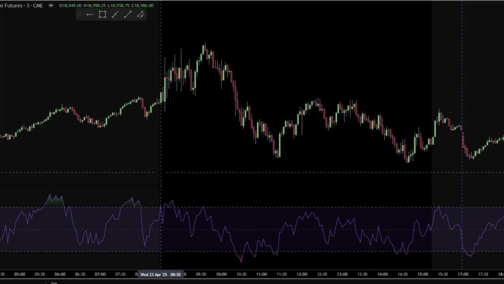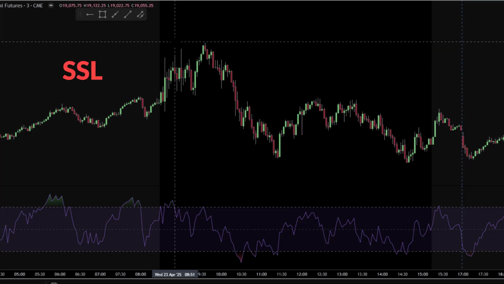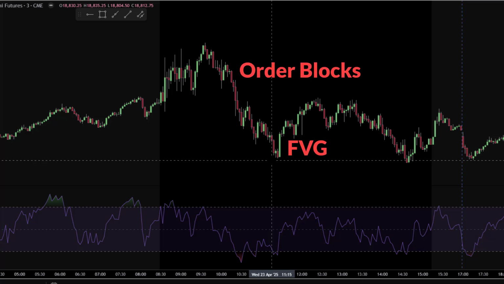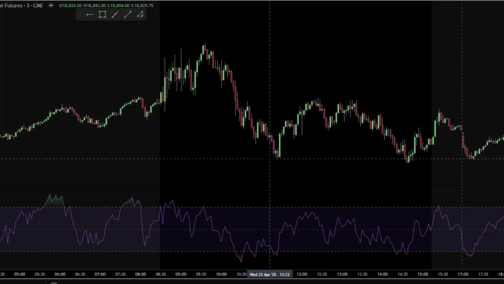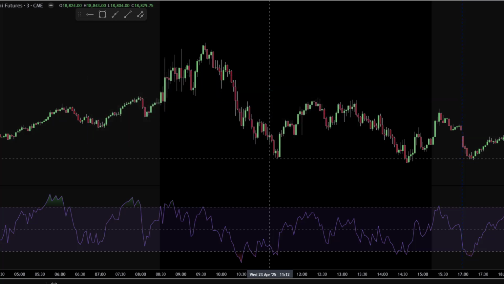The best way to use the RSI is in conjunction with other aspects of your trading plan, such as levels. It can be daily high, daily low, sell side liquidity, buy side liquidity, order blocks, fair value gaps, anything that you use to identify your levels. I myself use the RSI as the third part of my trading plan. It's just a confirmation of a thesis, and I found that works best for my trading plan.